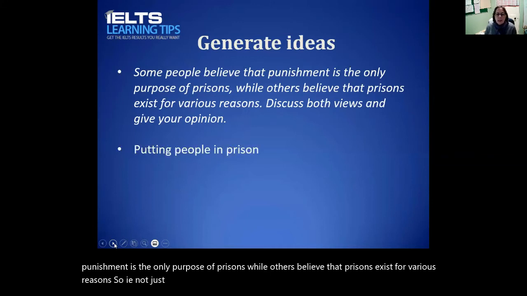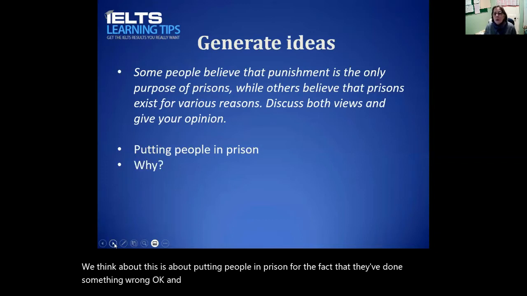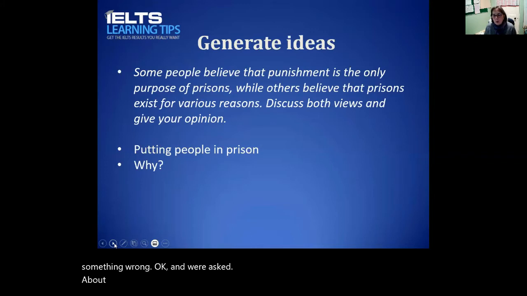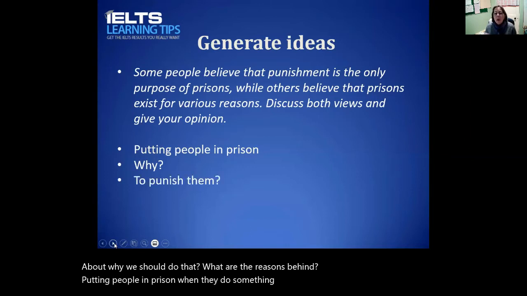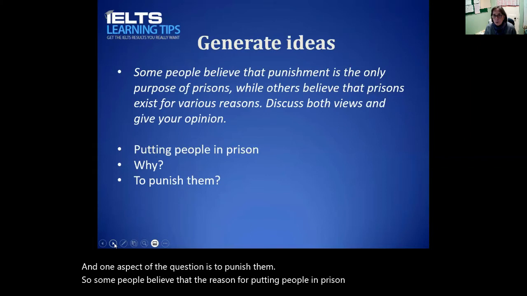So immediately we think about this is about putting people in prison for the fact that they've done something wrong. Okay. And we're asked about why we should do that. What are the reasons behind putting people in prison when they do something wrong? And one aspect of the question is to punish them. So some people believe that the reason for putting people in prison is punishment, to punish them.